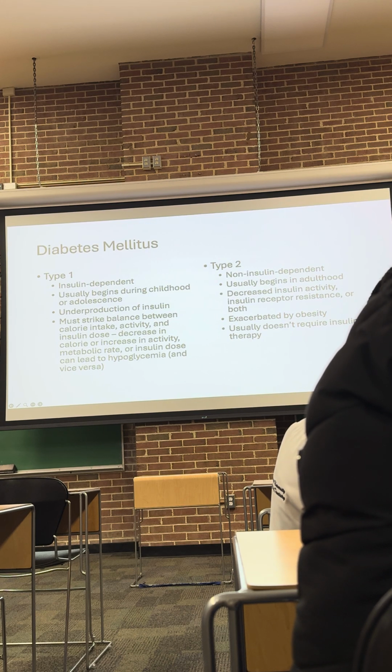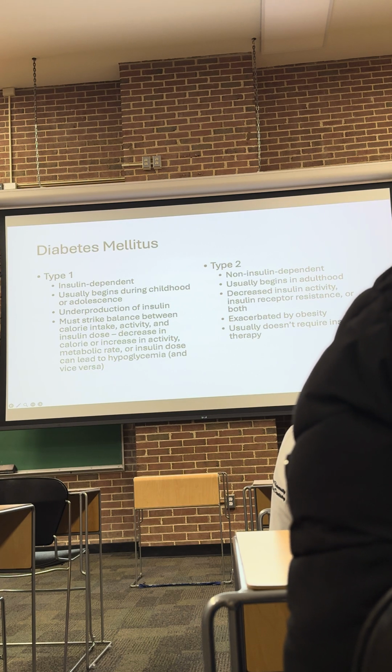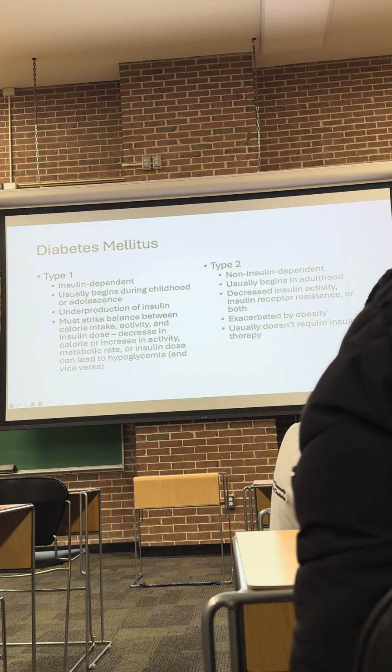With these patients, they might have a monitor or a pump, usually on their hand or their arm, and they'll tell you, oh yeah, I get this amount for this day, etc. For type 2, this is not insulin dependent. This usually begins in adulthood. This can be due to different things, like weight and activity.